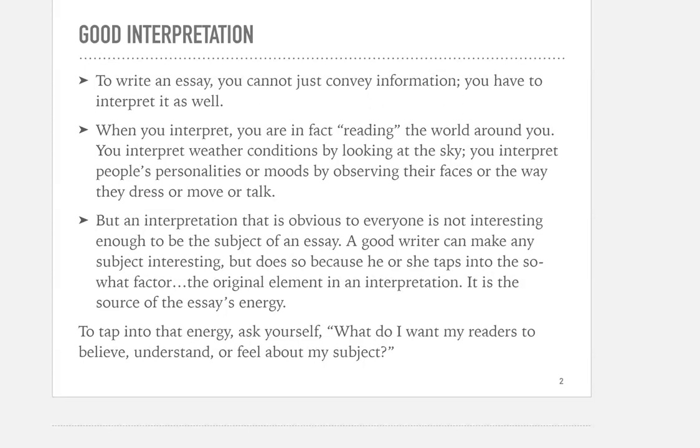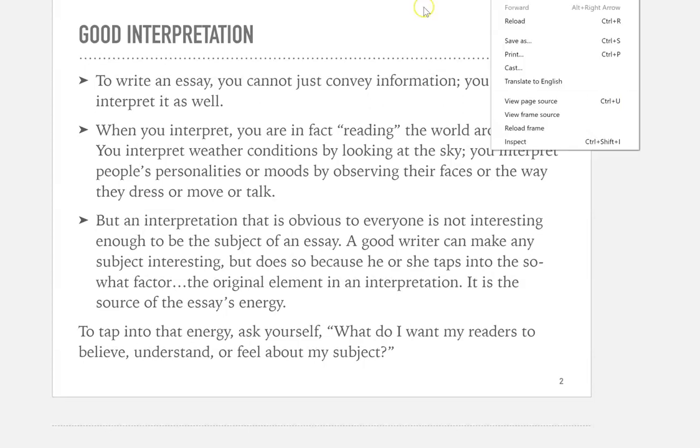Good writers can make any subject interesting, even a telephone book, but they're able to do that because they're able to tap into a so what factor. It's an original element in this interpretation that they're making, and that's where your energy comes from in your essay. So the biggest question that you have to ask yourself at the beginning of your writing is, what is it that I want my readers to believe, to understand, or to feel about what I'm discussing?